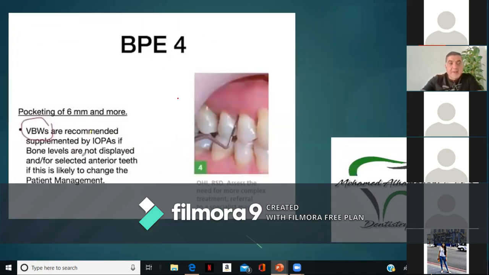Now, for score 4, because we have more deep pocketing, that means the black band, 3.5 to 5.5, is fully inside. So the pocket depth will be 6 mm and above. Then we need a more longitudinal X-ray to show more of the tooth. Bite wings will show you a bit less. Maybe the pocket is here and it can be reached by the horizontal bite wings. So you can take vertical bite wings, and again, the gold standard is intraoral periapical.